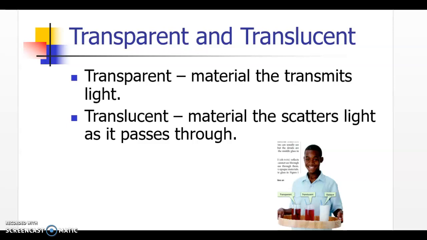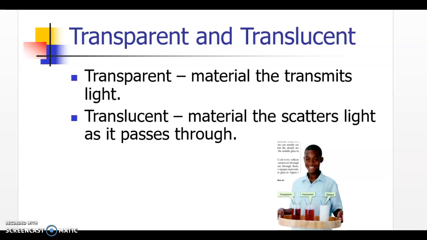Okay, the other 2 things that can happen are the other 2 ways that can work with light striking an object. So something that transmits light or something that scatters light as it passes through. So transparent means that it transmits light perfectly through it. You can see through the object. Translucent means that you can see through it, but you can't see clearly through it.